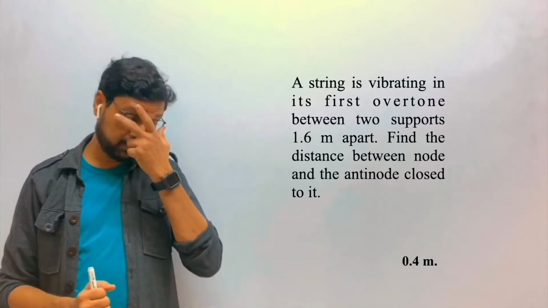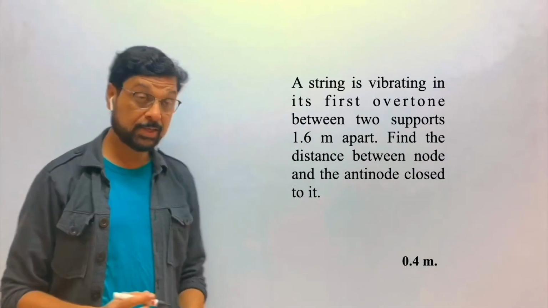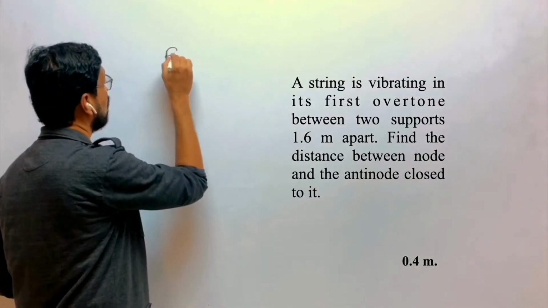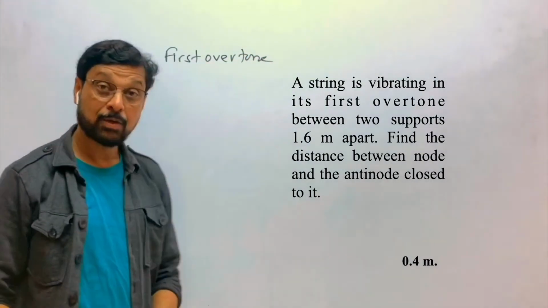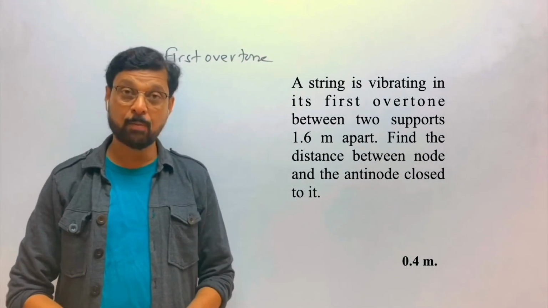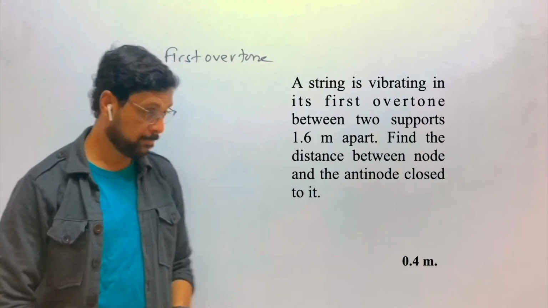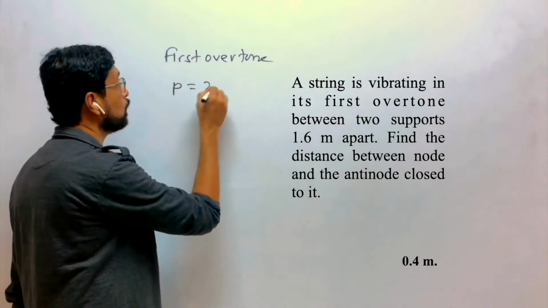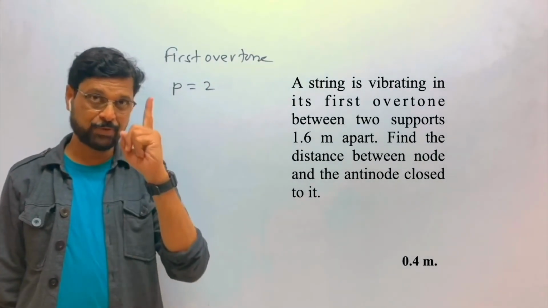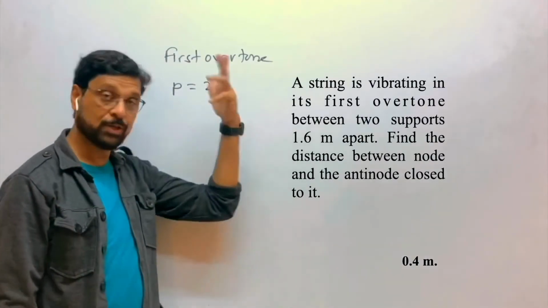Clear? A string is vibrating in its first overtone. String is having first overtone, means which harmonic? Second harmonic. First overtone of a string is equal to second harmonic, that is 2n. Means number of loops or harmonic number is equal to 2. The string is in its first overtone, means it is second harmonic, means p is equal to 2.